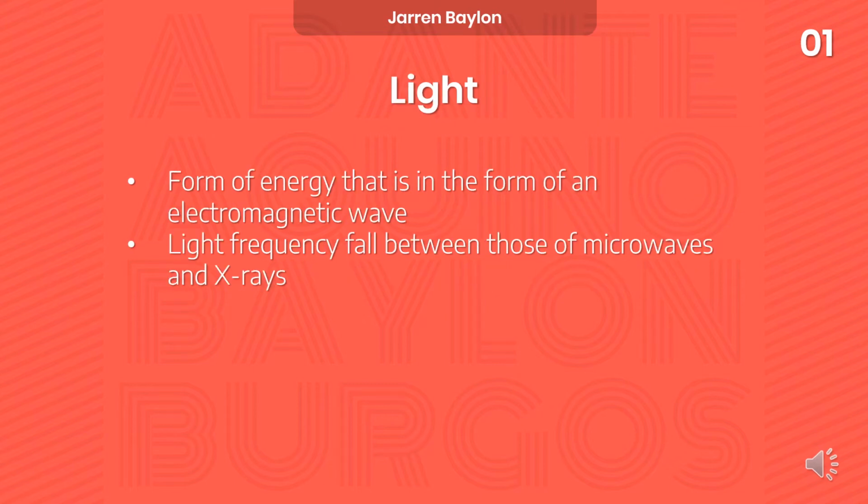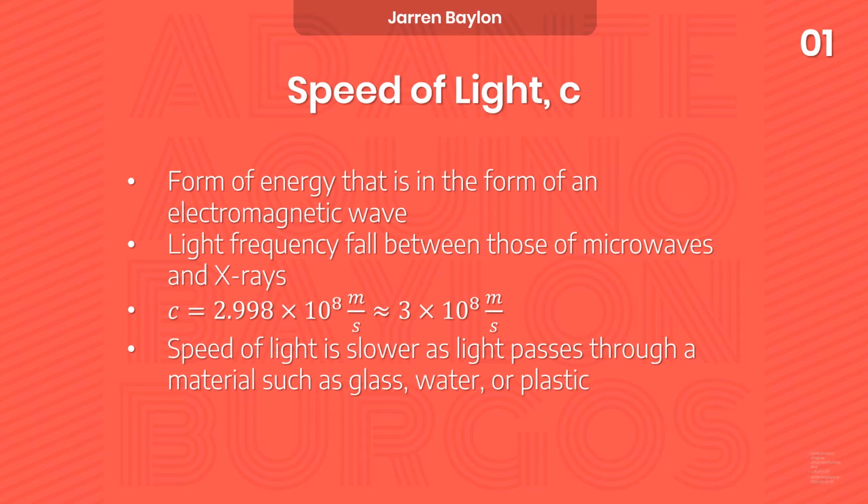Next is light. Light is a form of energy that is in the form of an electromagnetic wave. Light frequency falls between those of microwaves and X-rays. So talking about light, we will now discuss the speed of light. So the speed of light is 2.998, approximately 3 times 10 raised to 8 meters per second. The speed of light is slower as light passes through a material such as glass, water, or plastic.